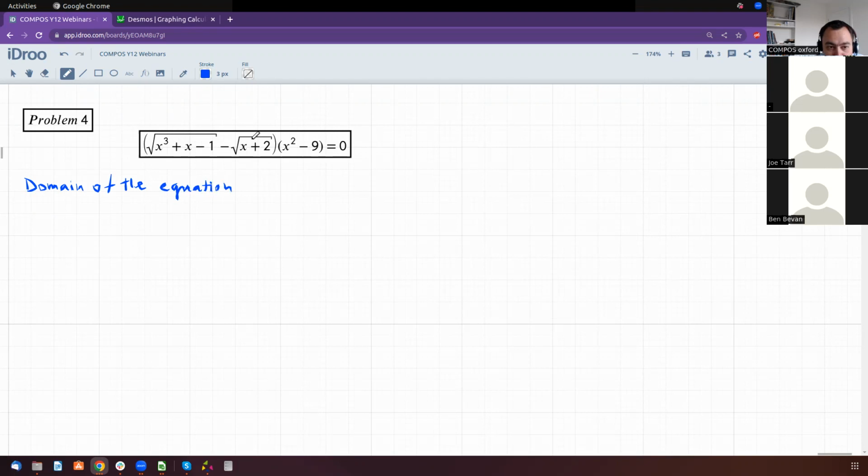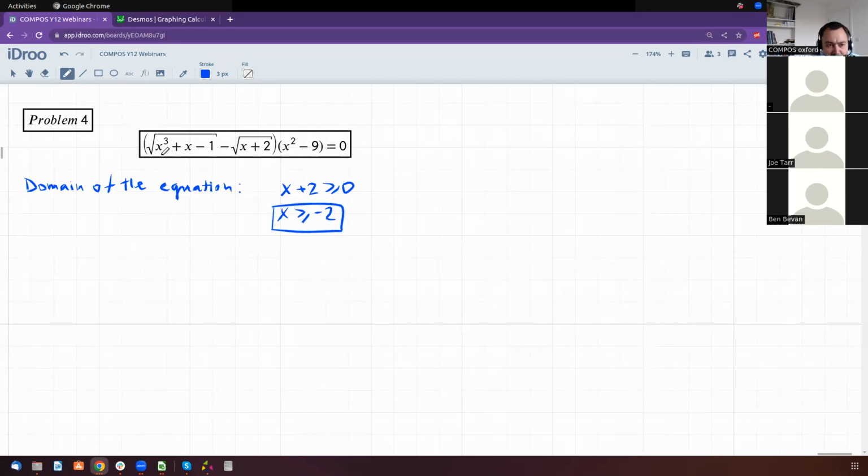We have a square root, and the thing under the square root has to be non-negative. So x plus 2 has to be positive or 0, has to be non-negative. In other words, x is greater or equal to -2. That's one thing that we need to keep in mind.